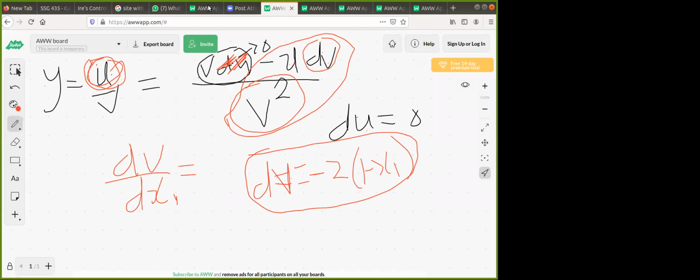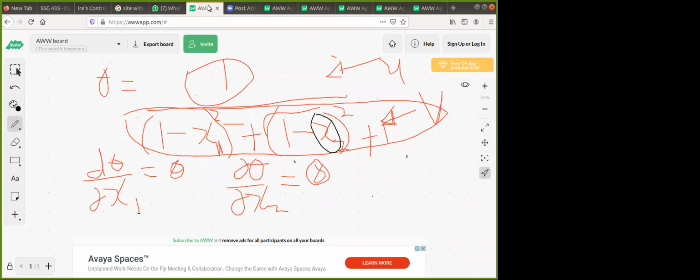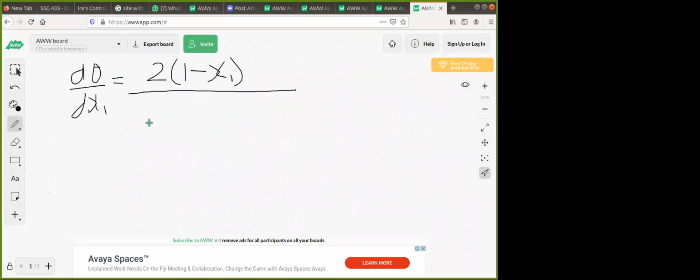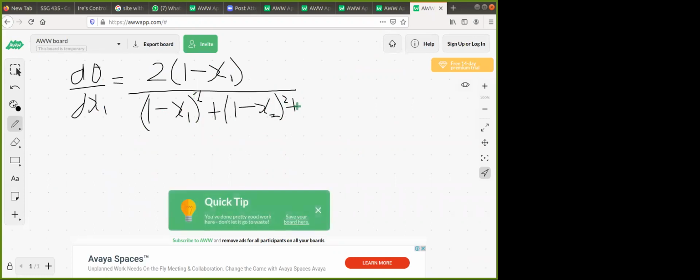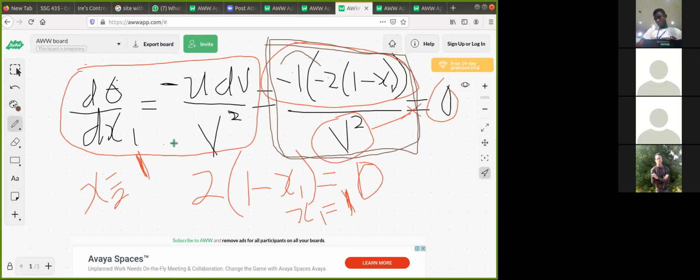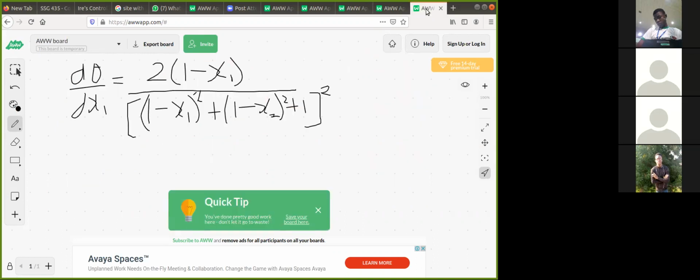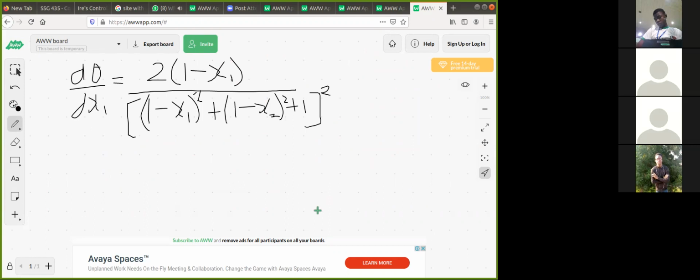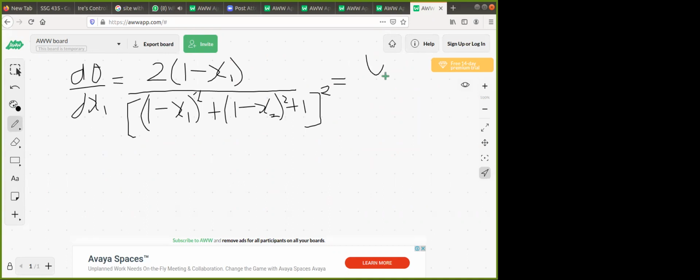Okay, so squaring the whole of this, let me just write it out: (1 minus x1) squared plus (1 minus x2) squared plus 1. So now this is giving us our d theta dx1, just like we did here. Now the aim is to differentiate this with respect to x1 again. We're going to be using the quotient rule, that says this is equal to u over v.